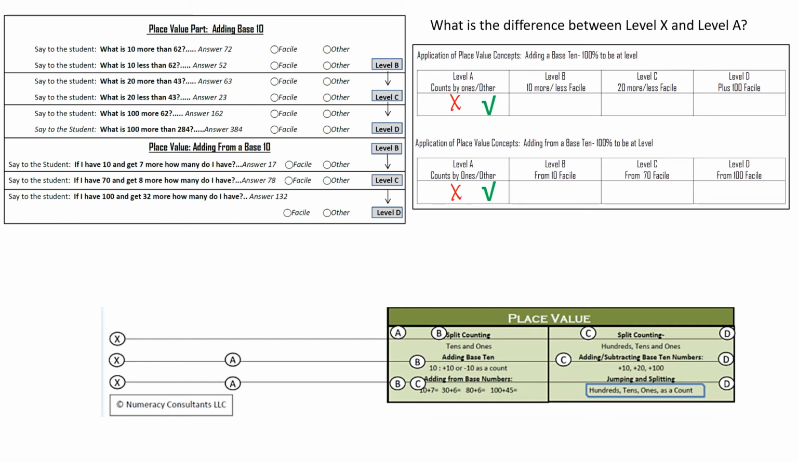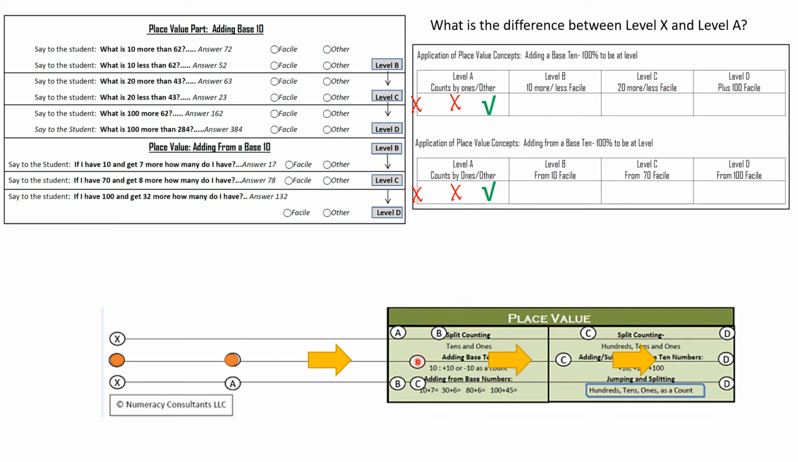Say they count by ones and they get it wrong, or they're just not able to get the answer correct, then you can put an X in the box, which means that obviously they didn't get that. Or you can put an X outside the box if you're not comfortable with that. Now the great thing is, whether they are level X or level A, instructionally, both of these levels, since they're at the same starting point, will work on level B.